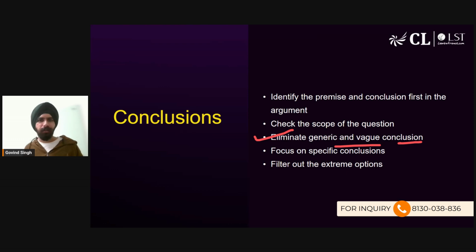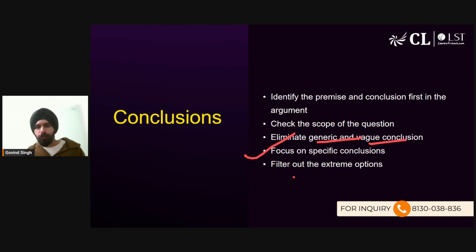I cannot conclude that I will succeed in everything in life just because I study every day for the CLAT exam. There are multiple aspects to life. So that is very broad or very generic as a conclusion. That is not specific. So you would have to focus on specific conclusions rather than generic or vague conclusions.